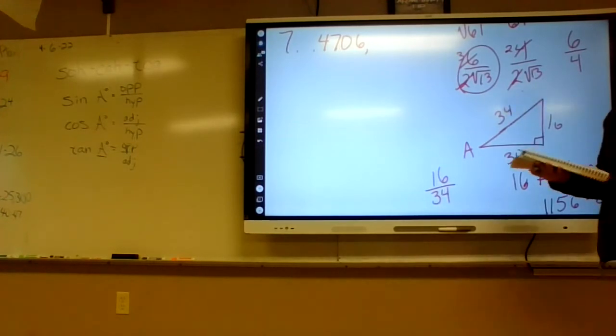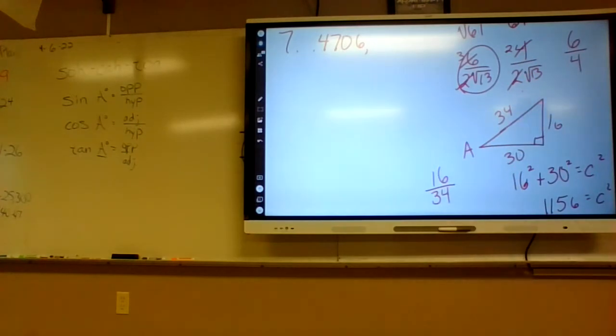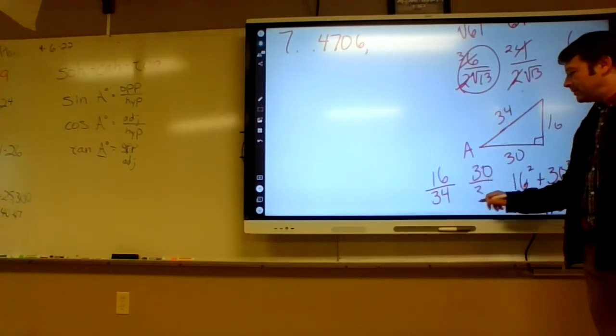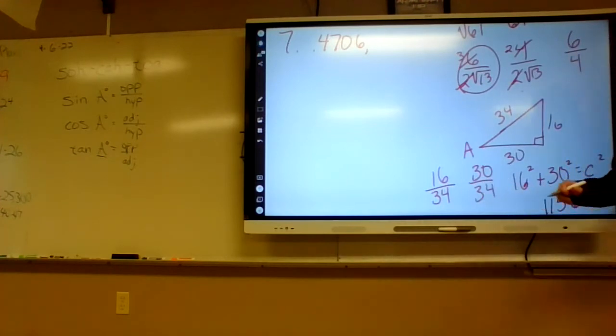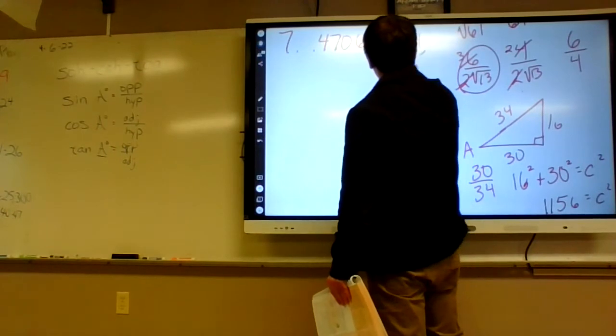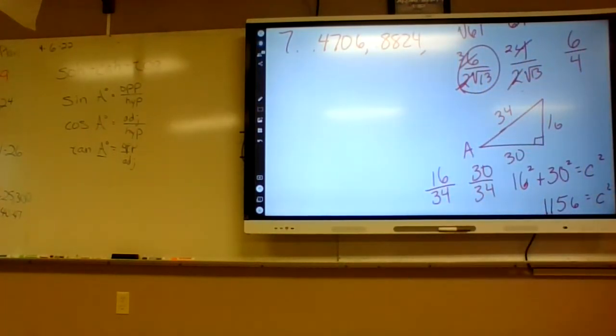Cosine is adjacent over hypotenuse. What's adjacent to angle A? 30. What's hypotenuse? 34. Okay, so what's 30 divided by 34? 0.8824.